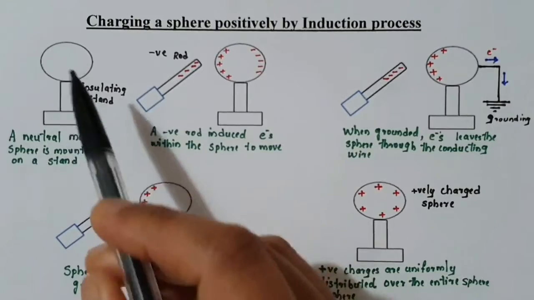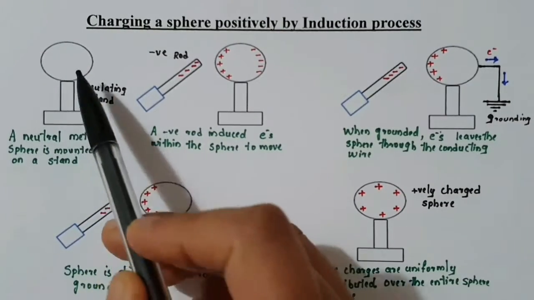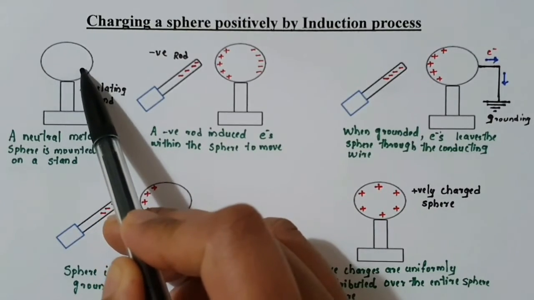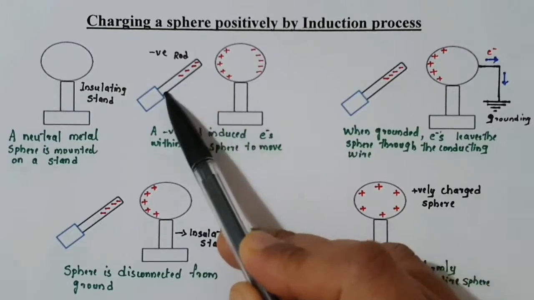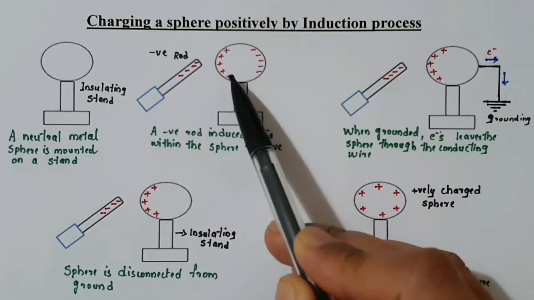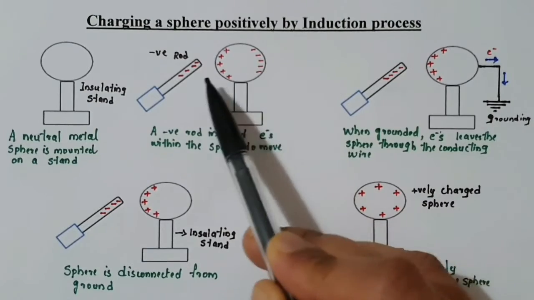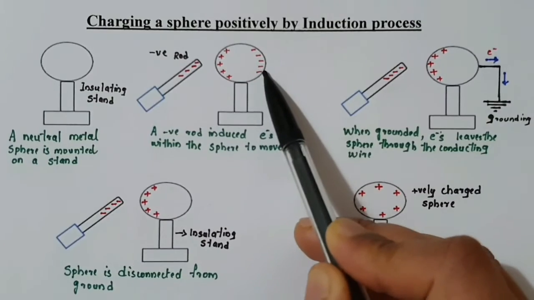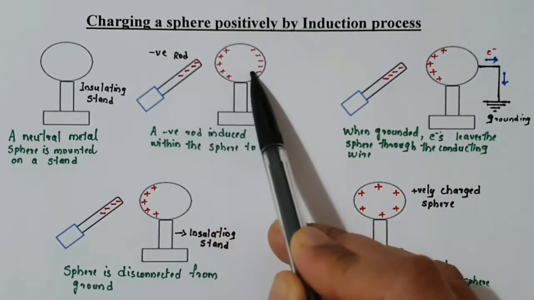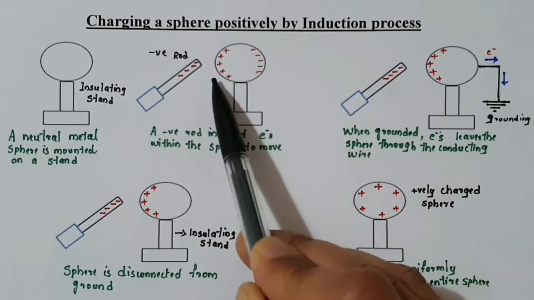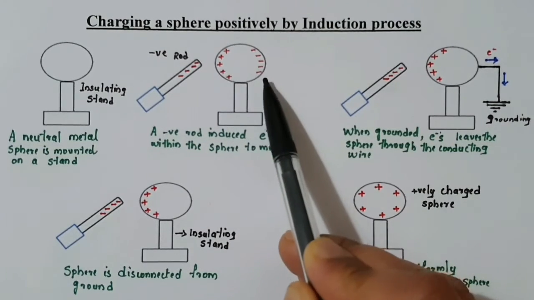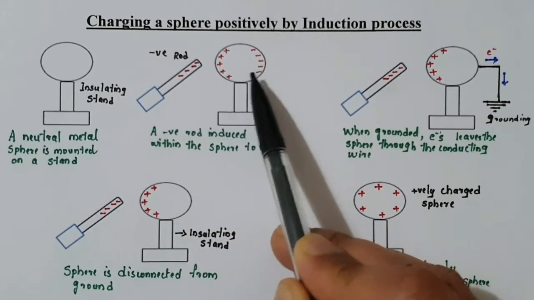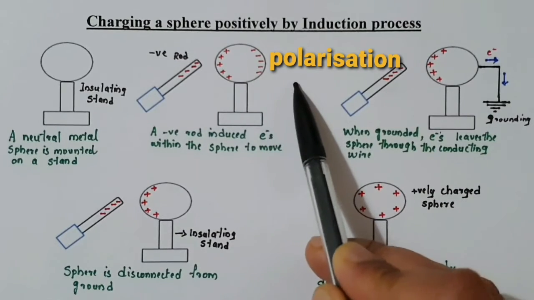Consider a metallic sphere mounted on an insulated stand. Here, the sphere is electrically neutral, which means it has an equal number of positive and negative charges. Now, when we bring a negatively charged rod close to the metallic sphere, the free electrons in the sphere move away from the charged rod, because this is a negative rod and the electrons are also negative. So there is a repulsive force experienced here. Due to this repulsion, electrons move away from the charged object and start to accumulate at the farther end. This separation of positive and negative charges in a neutral object is what we call polarization of charges.